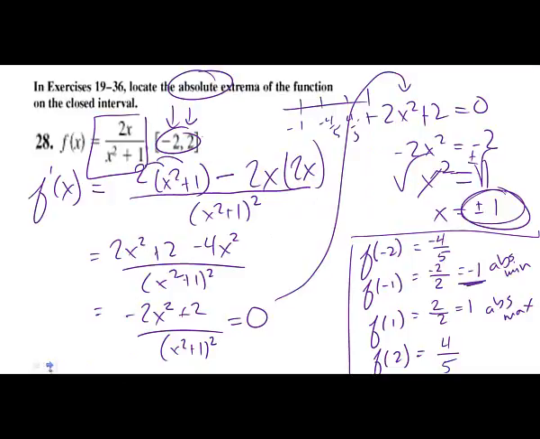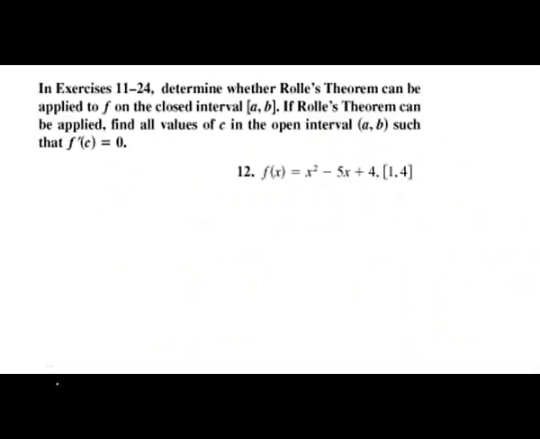All right, ready for the next one? I know the next one is on as well. So there's going to be one where you have to do Rolle's and where you have to do mean value, so you need to make sure you understand the difference between the two. We're supposed to determine if Rolle's works. For both of them, we start by plugging our endpoints into the original. So I'm going to find f of 1 and f of 4.